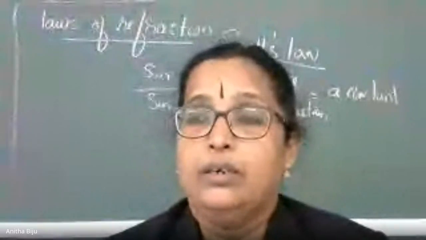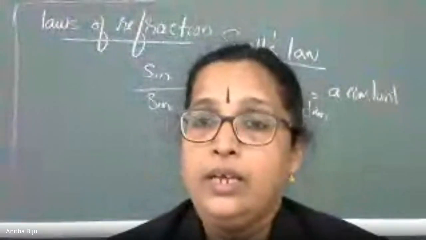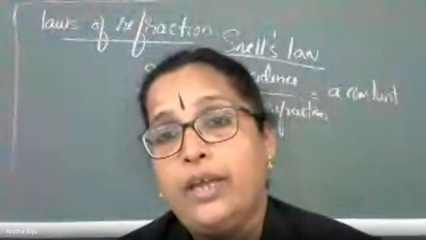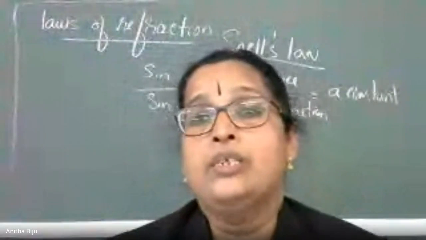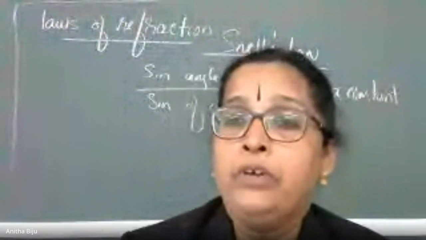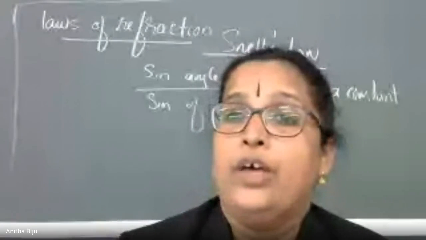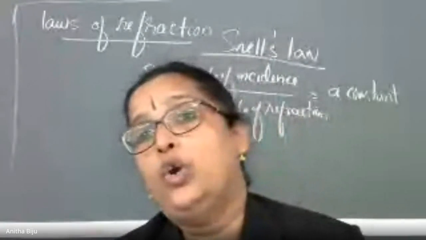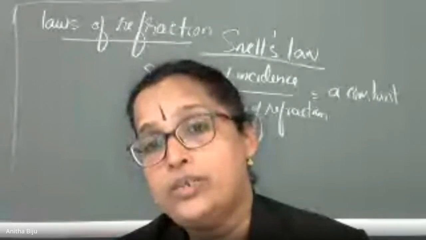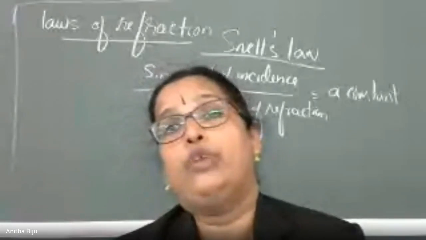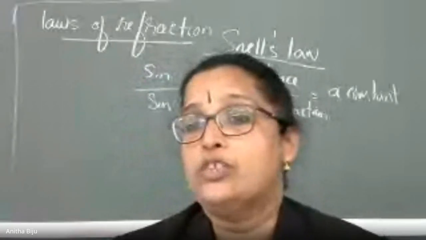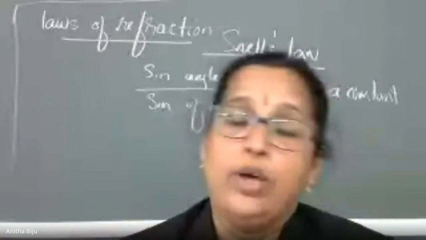First part: the incident ray, reflected ray and normal at the point of incidence are lying in the same plane. Second is the definition of the constant. Which constant? The ratio of sine of angle of incidence to sine of angle of refraction is a constant for a given color and for a given pair of medium. So this is all about the laws of refraction.